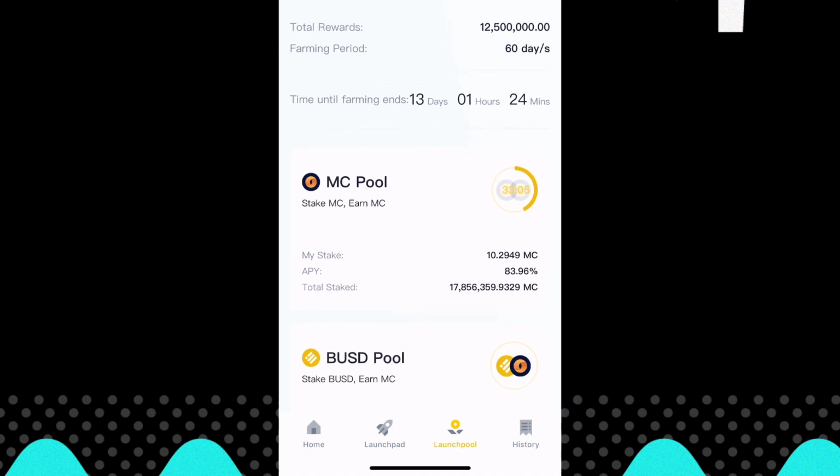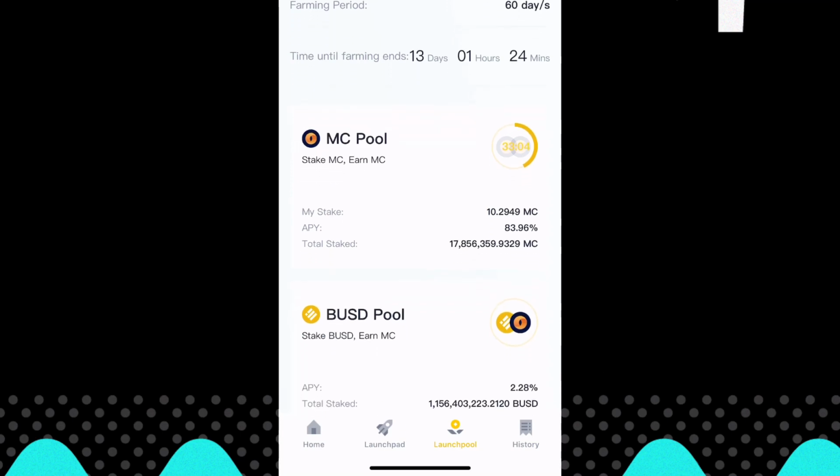Another thing you need to understand is that after you can see that I've staked my MC token, they'll be able to give me a return in about 32 minutes.